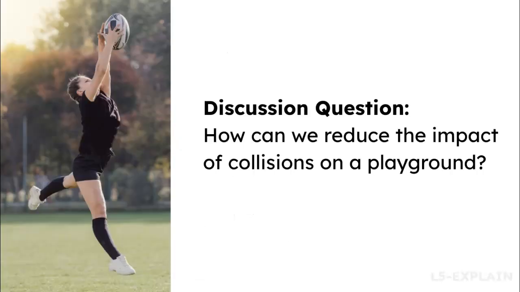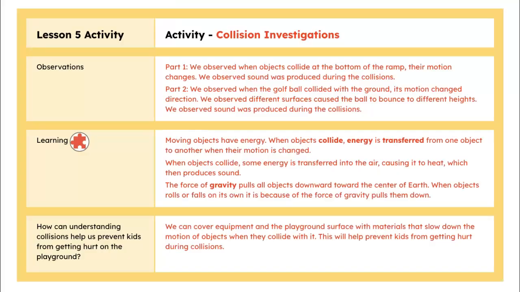For the Explain portion, you'll bring the class together and lead a discussion about students' observations from the investigation. You'll use the provided questions to guide your discussion around the question, how can we reduce the impact of collisions on a playground? The goal of this class discussion is to analyze student observations and explain how energy is transferred during collisions and how the amount of energy transferred can be reduced based on the objects or the surface of a collision. You'll use the discussion to create the Lesson 5 summary chart.